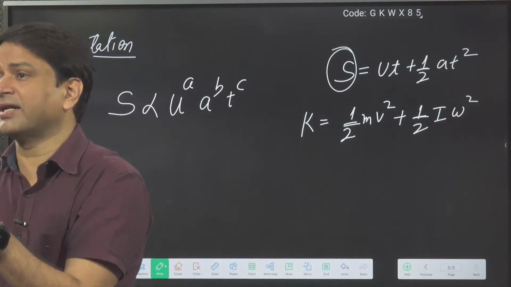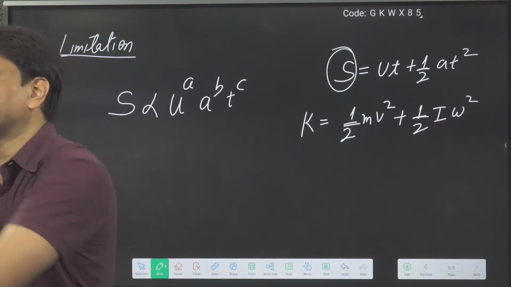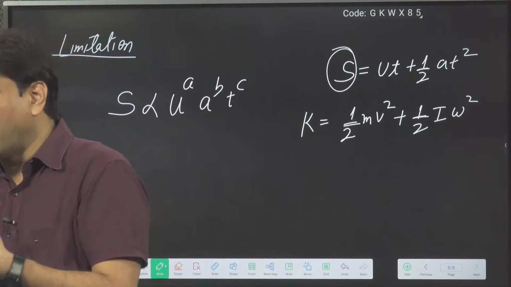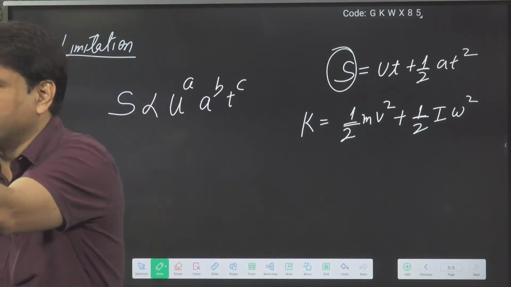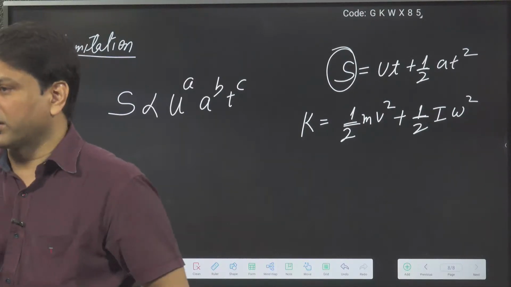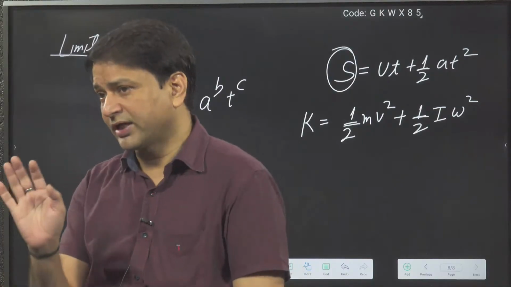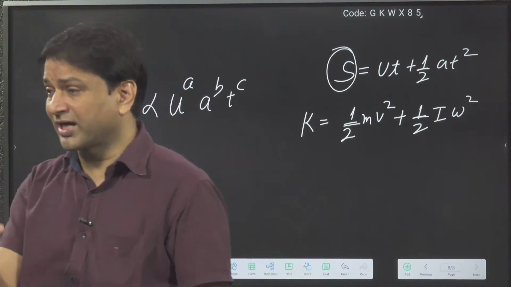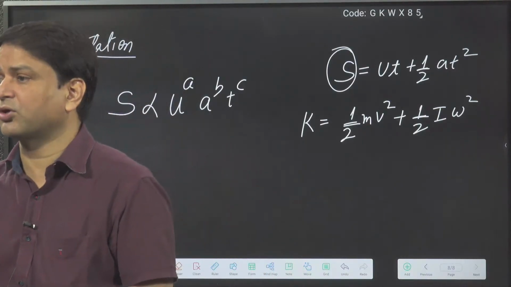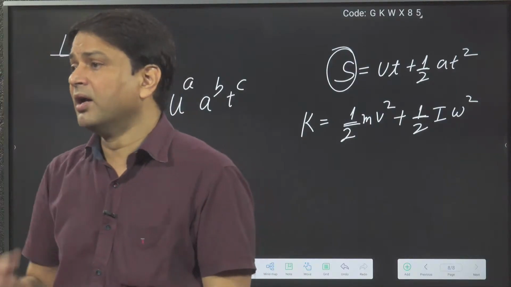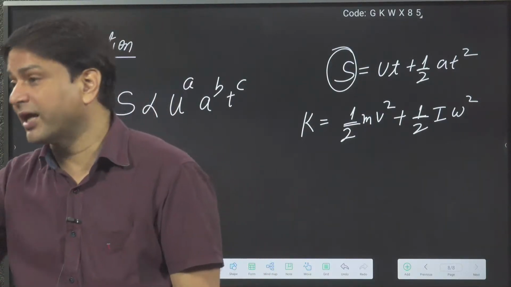But here what is the energy formula? Half mv square plus half I omega square. So how will I get a plus in between by this method? We cannot get it. So it means we cannot derive the relation between the different physical quantities. We cannot get a formula that contains more than one term.